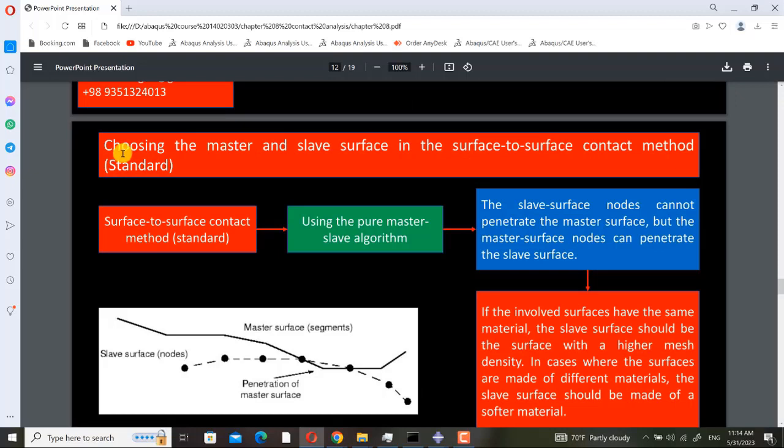Now I want to talk about choosing the master and slave surface in the surface-to-surface contact method. Let me tell you that when you define general contact, master and slave surfaces are chosen automatically. Okay, they are chosen automatically.